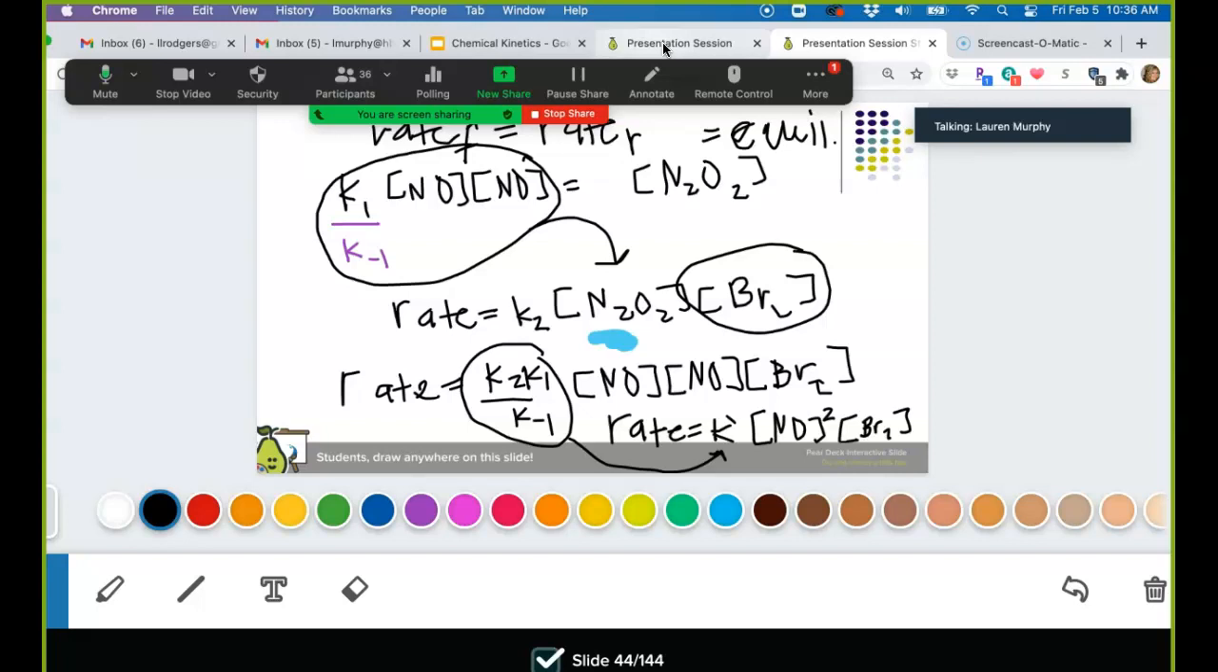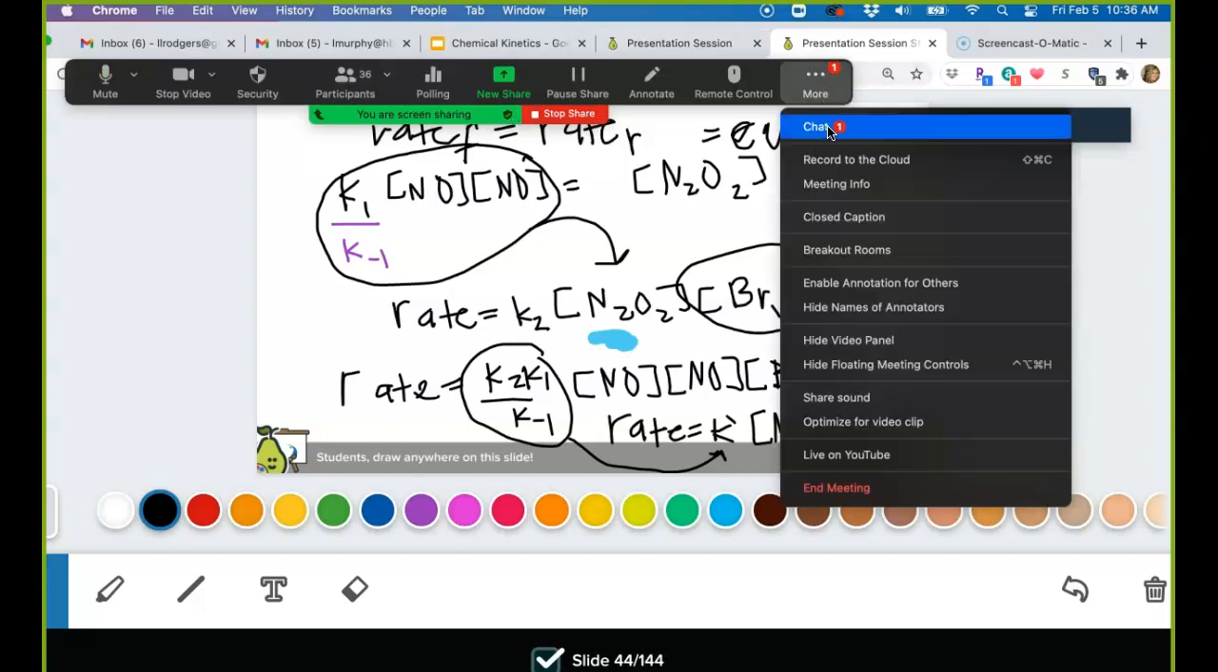And you cannot ever write a rate law based on an intermediate, which is why when the first step is fast, you almost always have an intermediate in your rate law, and it takes more work.